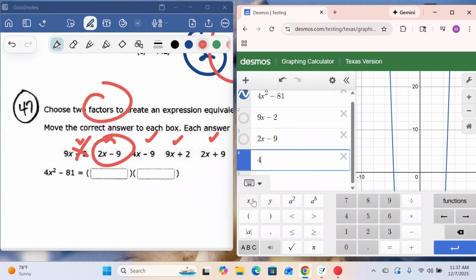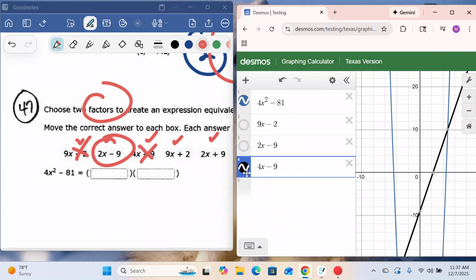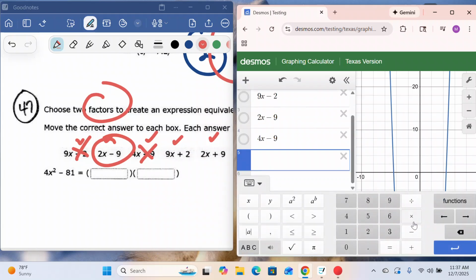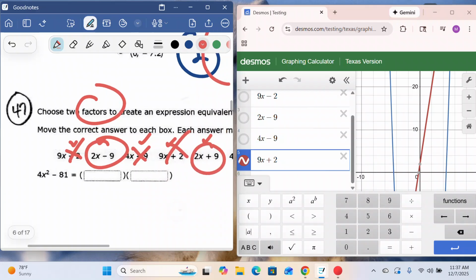Remember, it has to pass through the x-intercept for x minus 9, and that one doesn't pass. That is a wrong answer. 9x, I'm going to get rid of this, and I'm going to go ahead and put 9x, no, 9x plus 2. Doesn't pass through my x-intercept. That is a wrong answer, so most likely the last one is this one.